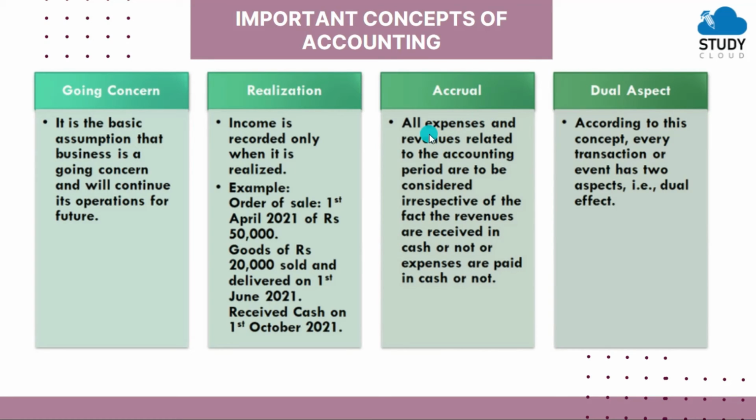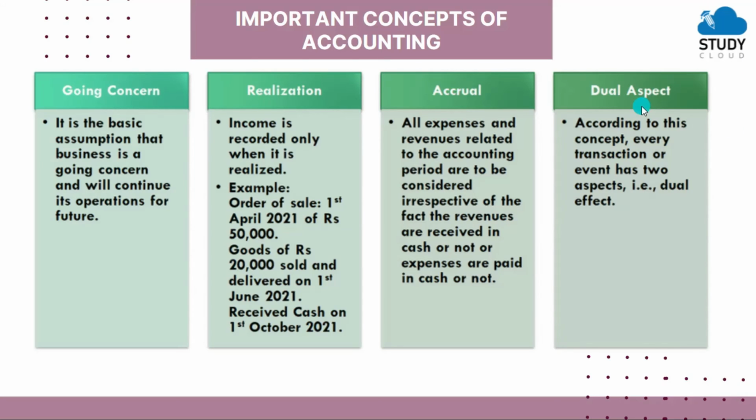Then next is accrual. All expenses and revenues related to the accounting period are to be considered irrespective of the fact that revenue is received in cash or not, or expenses are paid or not. So here it means that if you are supposed to make any payment or receive any payment, irrespective of whether you have received or paid in cash or not, but you have earned that payment or have to make that payment in that year, that is known as accrual. For example, if you are supposed to receive payment on 1st January but you didn't receive it and the accounting period ended on 31st March, as you were supposed to receive that income on 1st January, it will still be counted in your income as accrued income.